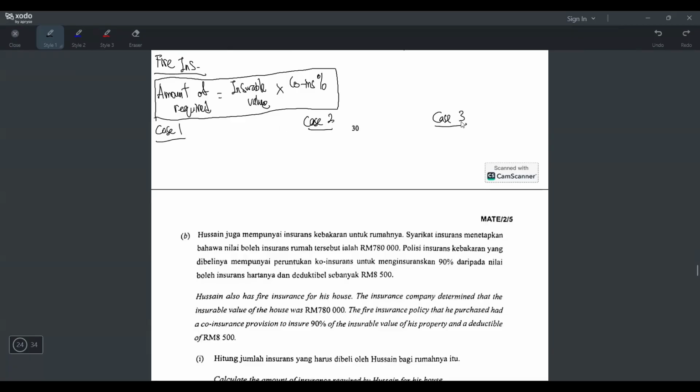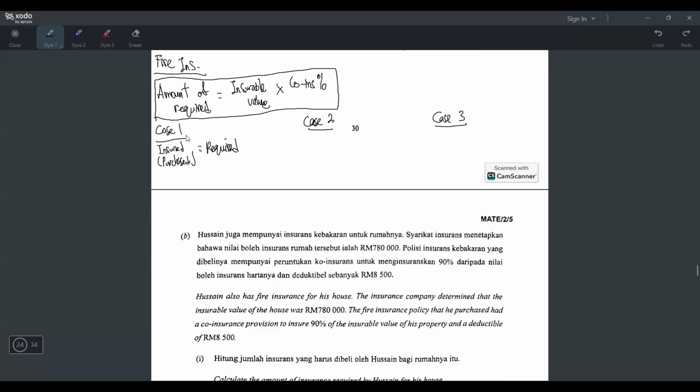So case 1 is when your insured value, insured means purchased, what has already been bought, is equal to your required. Sorry, not less, this is equal. It means the amount bought is the same as the amount that must be bought, right?